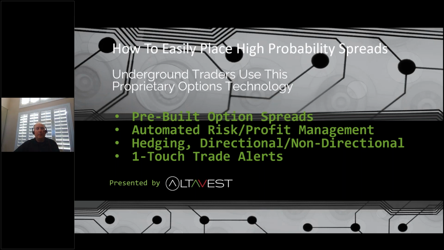Okay, looks like a lot of people are still joining us, but we will get started on time. So we're going to talk about how you can easily place option spreads. We're going to use some technology that our group of traders is using. These are pre-built spreads with automation for risk and profit management. We're going to look at hedging strategies as well as directional and non-directional strategies. And then, of course, one-touch trade alerts, which you probably have never seen before. So you're going to love that.